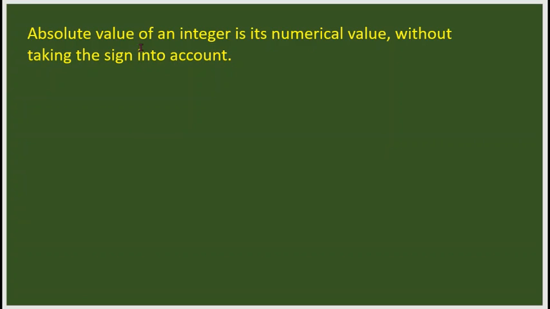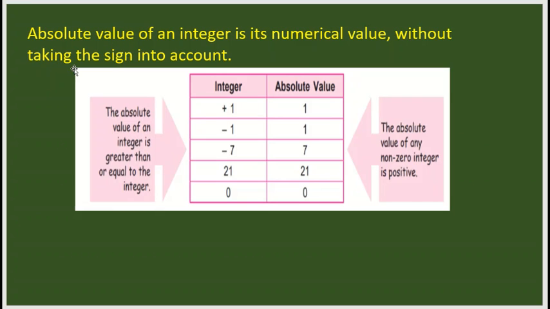So what is called the absolute value of an integer? It is its numerical value without taking the sign into account. Whether it is a negative integer or a positive integer, the absolute value will always be positive. So here you observe, children. In the first column integers have been given, and in the second column their absolute values. Plus 1 is the integer. What is its absolute value? Again plus 1 itself. Absolute value of plus 1 is again plus 1.